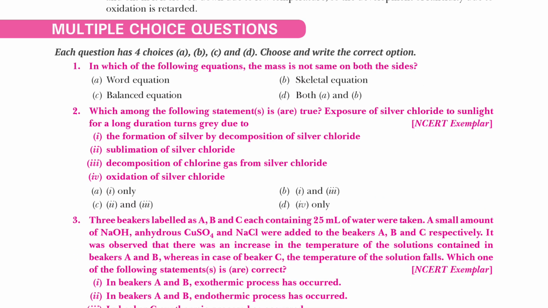First question, in which of the following equations is the mass not the same on both sides? These are word equations and skeleton equations, but in a balanced equation both side masses are equal. So option D is correct.